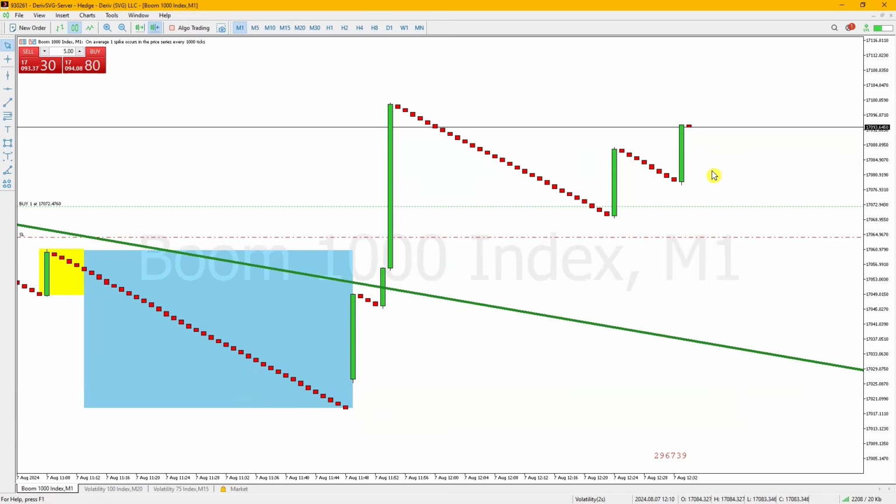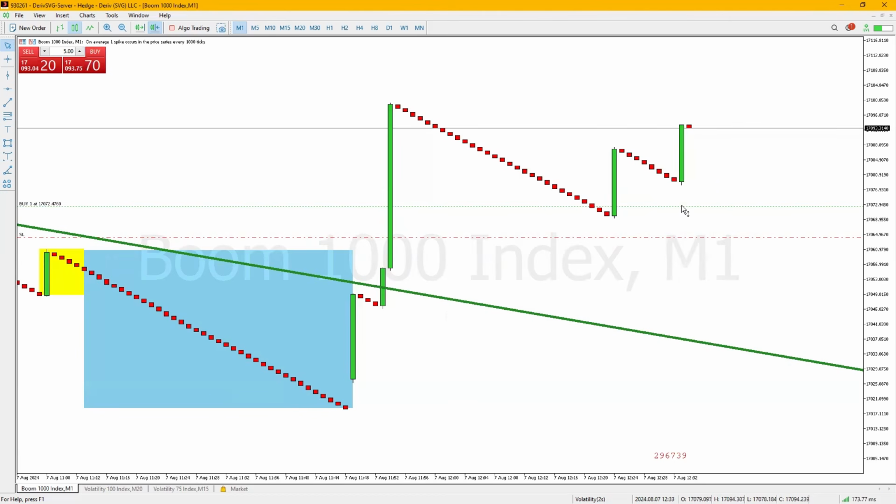Now that will be emotional. I know this is not a lot of money that we're making here, but I'm just trying to give you a picture of why you shouldn't chase price like that. So it's very, very important to stick to your rules.